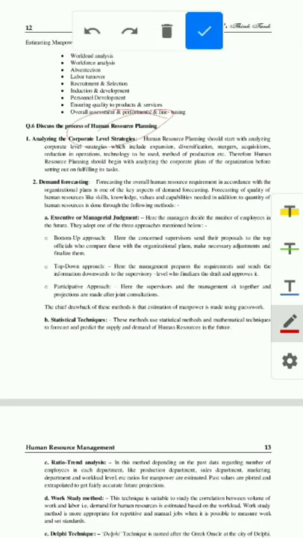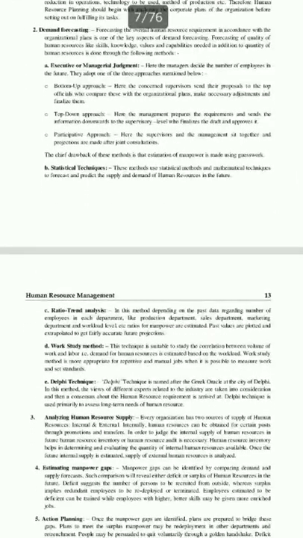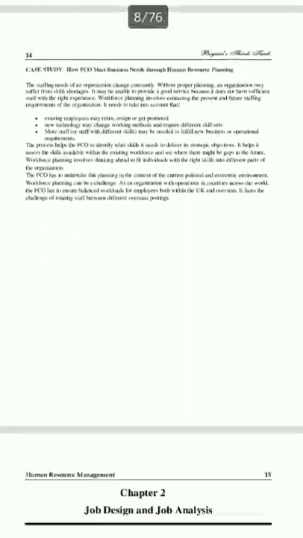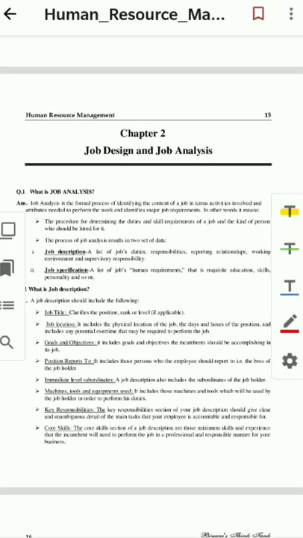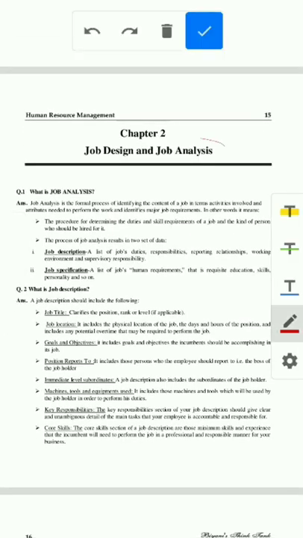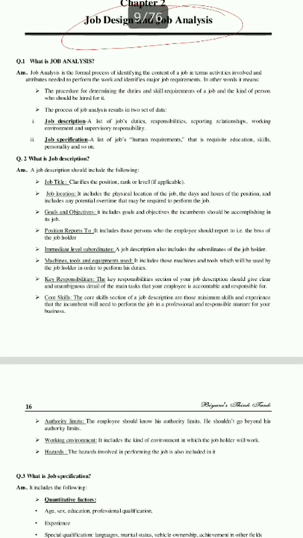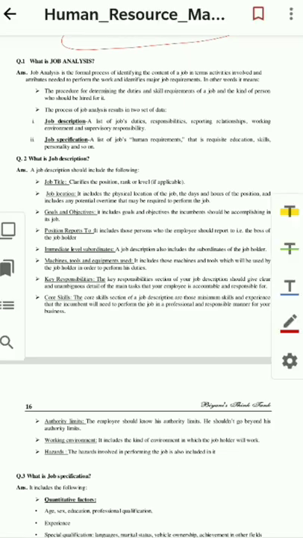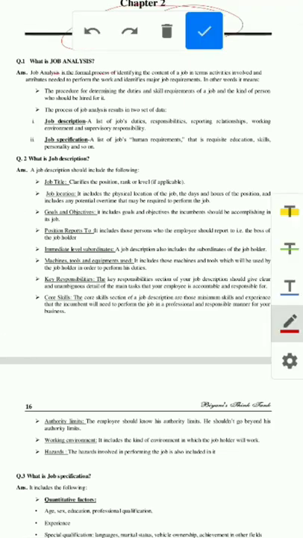Human resource planning. So second chapter, job design and job analysis. So we have come to chapter 2 and all the questions are there. We have job analysis, we have job description, we have job specification.